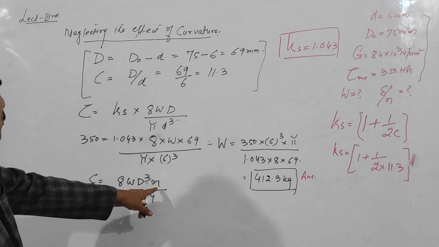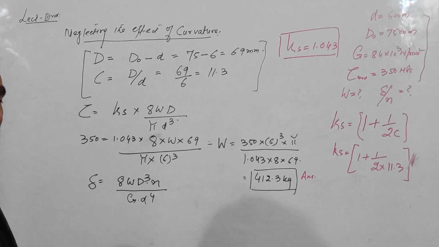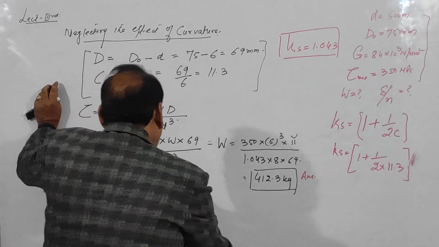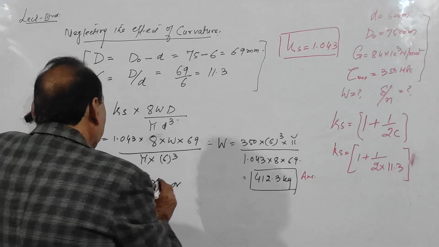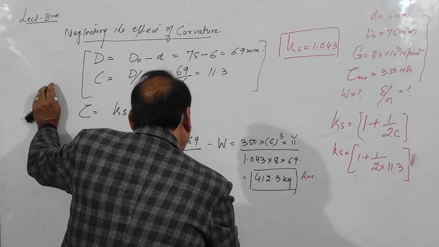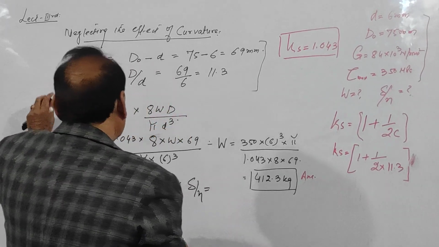8W dq into n divided by G d 4. So, or you can say, what do we have to calculate? Delta by n. So bring n over here. So this is equal to delta by n.